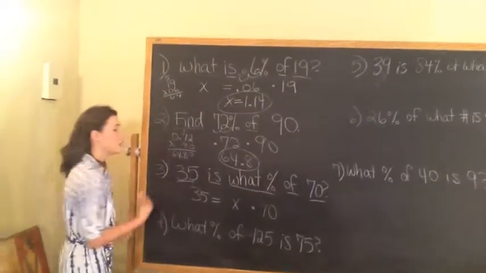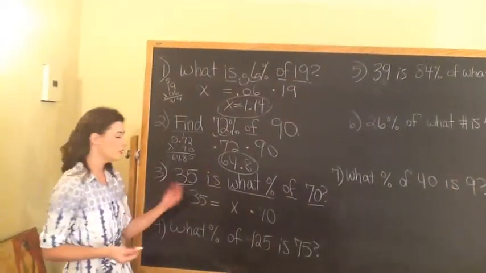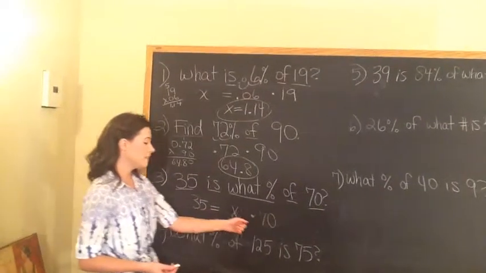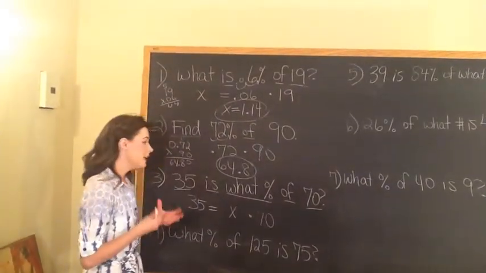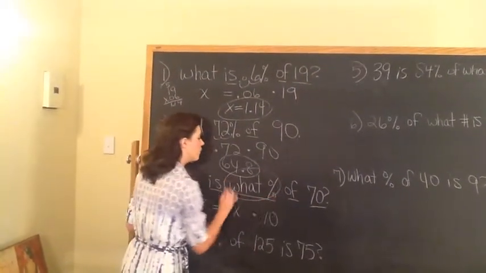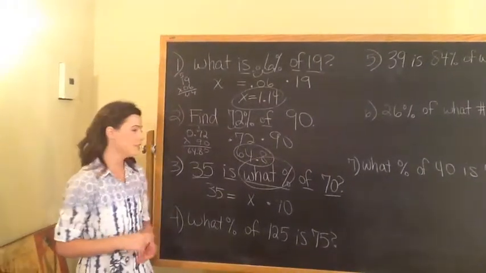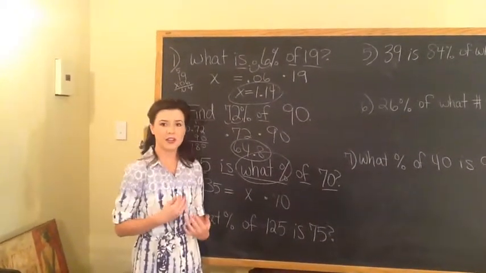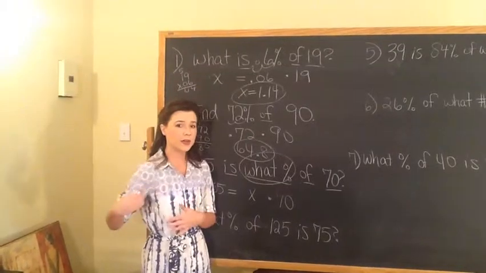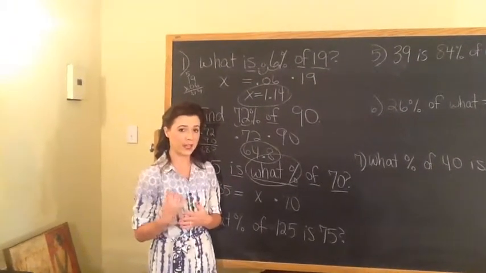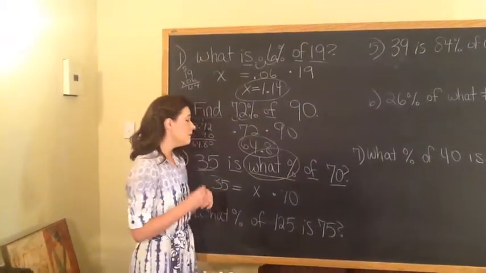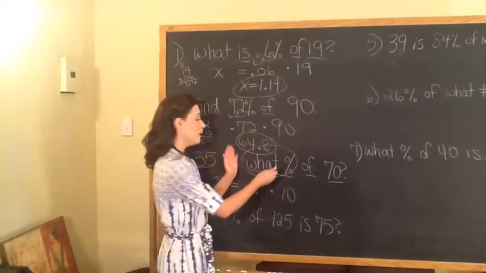So this whole "35 is what percent of 70" turns into 35 equals x times 70. Now in this case, we're solving for the percent. It says what percent. So that means that at the end you're going to get some sort of decimal, and you're going to have to change it to a percent by moving the decimal 2 places to the right. So be very careful whenever you see what percent.